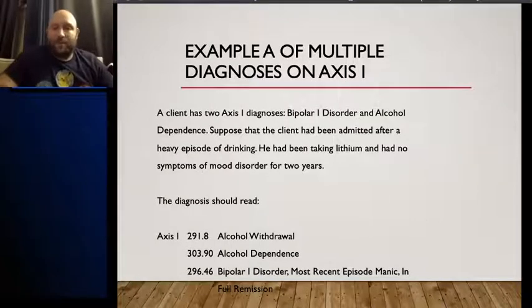Here's an example, right? So someone can come in, and if they had multiple diagnoses, you would list all of them. So on Axis 1, we see that this client would have alcohol withdrawal, alcohol dependence, and bipolar 1, right? And so we would list them in order of importance, like what is the most current set of symptoms? What is the focus on right now? So this might be someone who they're hospitalized, they were a very heavy drinker, and they have the very severe withdrawal symptoms. So that's what we got to focus on first, followed by the dependence, followed by the bipolar.